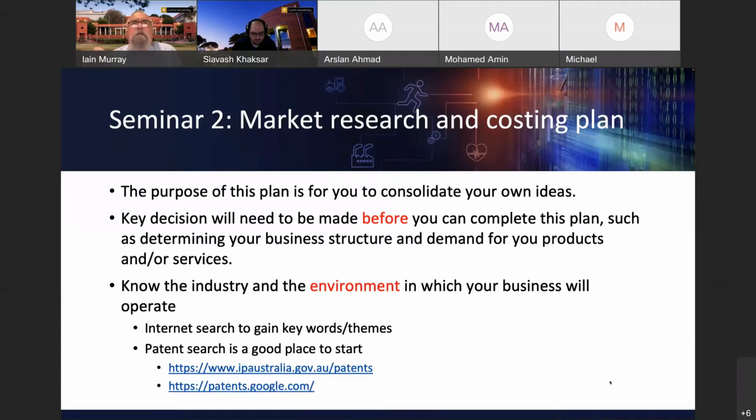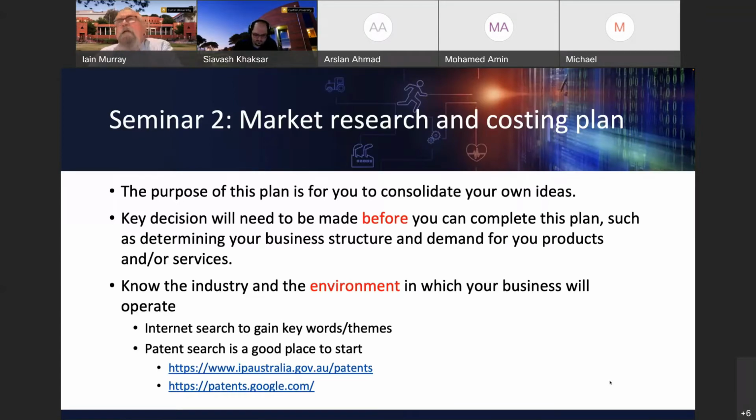You need to know the industry and environment in which you're going to operate. That is critically important. Knowing what your competitors are, what the overall market value is, how you can get into that market, and general information about the industry that you're going to be working with. One way of doing this is to look through general internet search, looking for products which would be similar. But a very good place to start is the patents office. Each country usually has its own patent office. I've got the link here for the Australian one. So that's a good place to start. It's free and open. You can get the patents, or at least the beginnings of the patents, quite easily there.